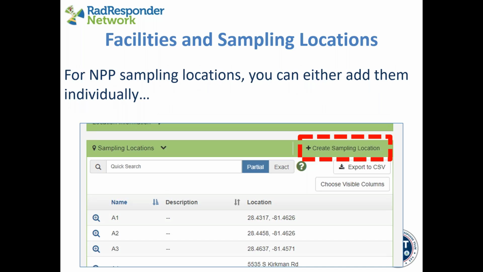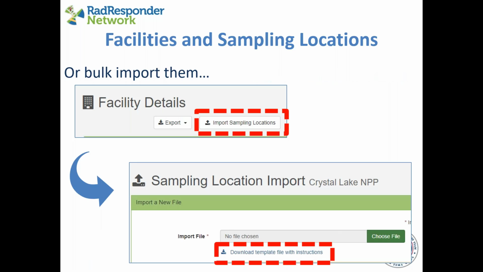For each nuclear power plant or facility, you can upload your sampling locations. What I'm seeing here is the details page of a facility, and you can see that there is a create sampling location icon next to my sampling locations table. I can add these individually if I would like, or I can bulk import them.